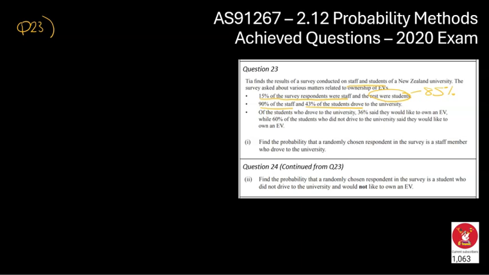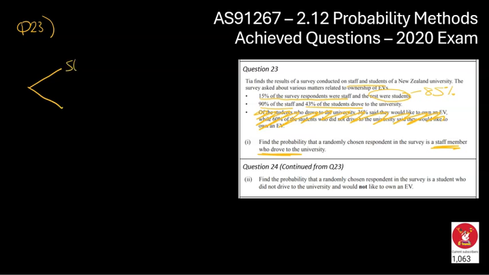There's a lot of random numbers here. So find the probability that a randomly chosen student was a staff member who drove to university. So the nice thing is we don't have to worry about this. This was to do with whether or not they want EV ownership. That's not part of the question. It's only if they were staff and if they drove to university. So let's start with my probability tree.